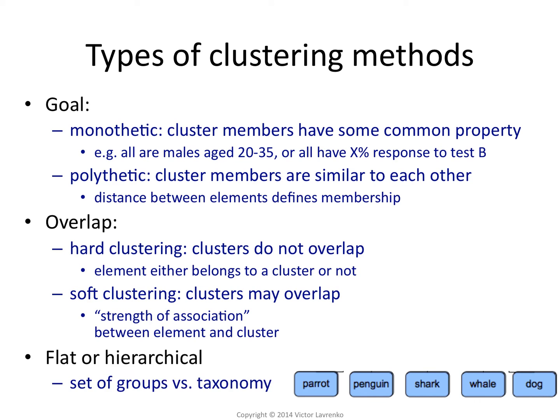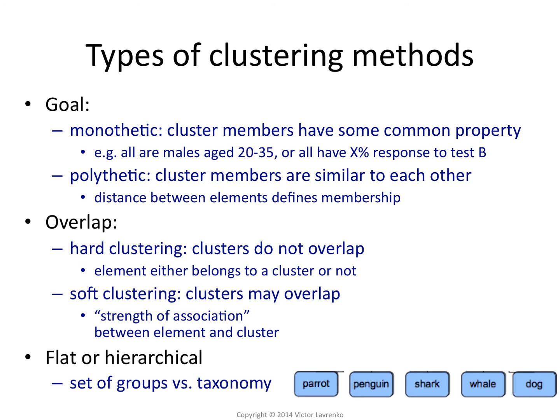Another useful way to categorize clustering methods is that some methods produce flat clusterings of the data, and some methods produce hierarchical clusterings. A flat clustering is typically a partition of the space, so it's a set of groups that exist roughly on one level. For example, you could have taken a bunch of animals and broken them down into the following classes: parrots, penguins, sharks, whales, and dogs.